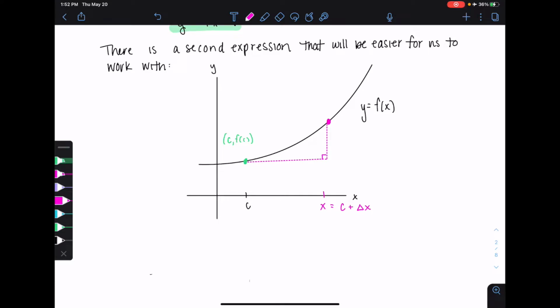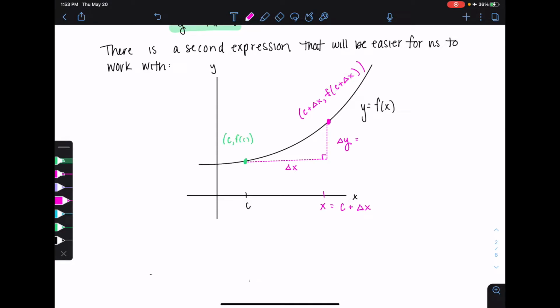So my change in my x values, we're calling that delta x. This point here then has x-coordinate C plus delta x. The y-coordinate would be you plug in C plus delta x into the function. So to find my slope, which is my rise over my run, I need what this quantity is, and it's just the difference in the y values. So we're going to look at the difference between these two quantities.